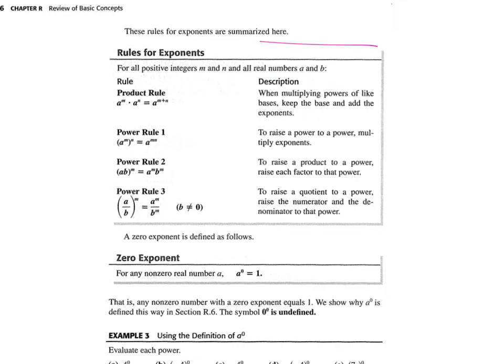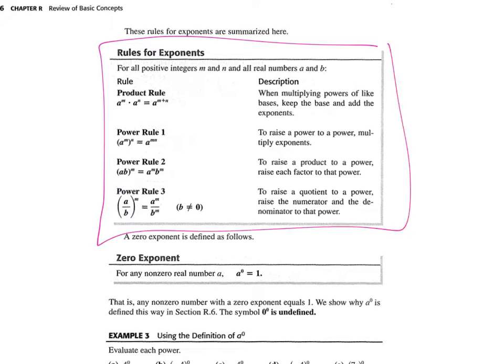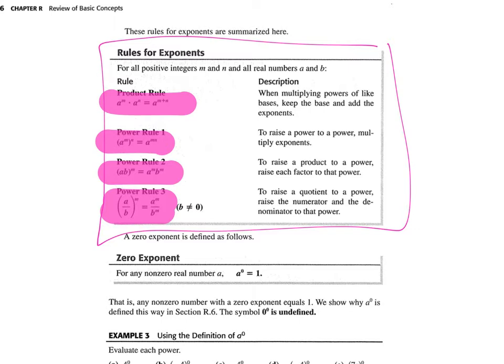So this box just goes through those rules. If you are multiplying two of the same base with an exponent, you add the exponents. If you're raising a power to a power, you multiply. If you've got parentheses with an exponent on the outside, you distribute that in. And if you've got a fraction raised to an exponent, then you would distribute that exponent to both the top and the bottom.